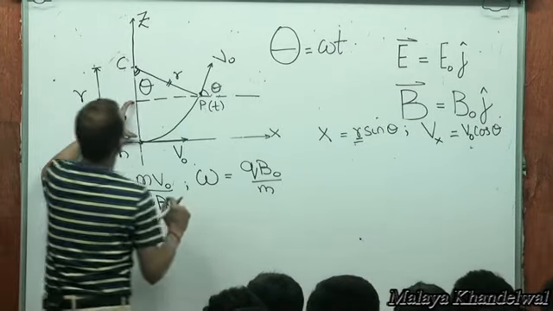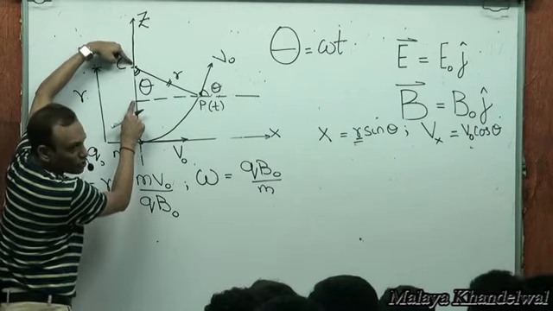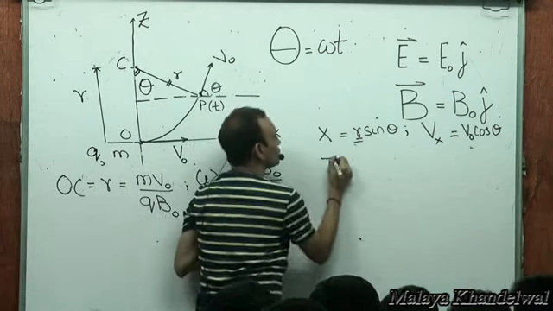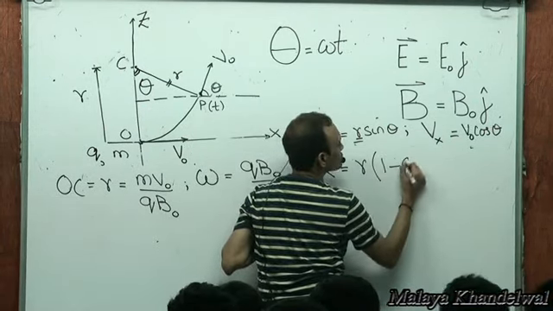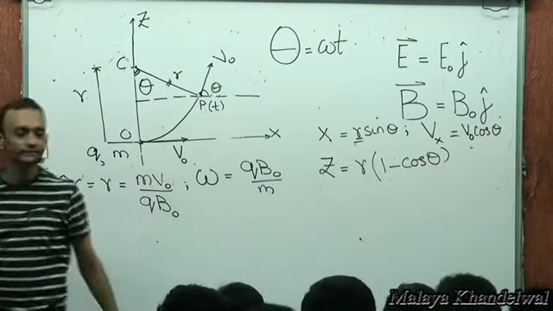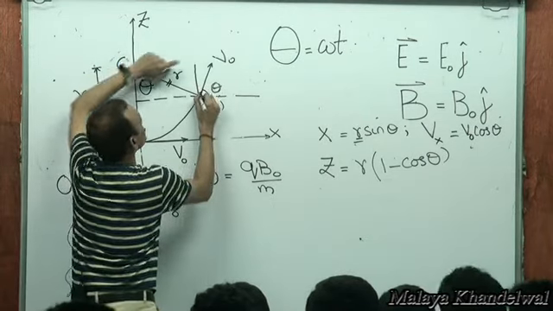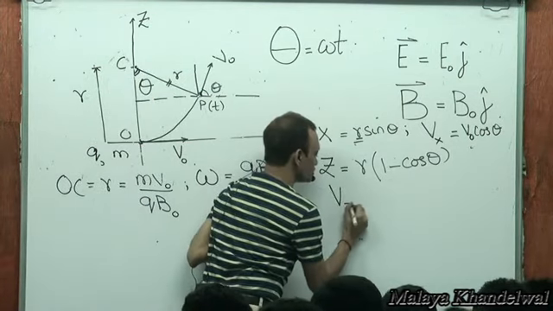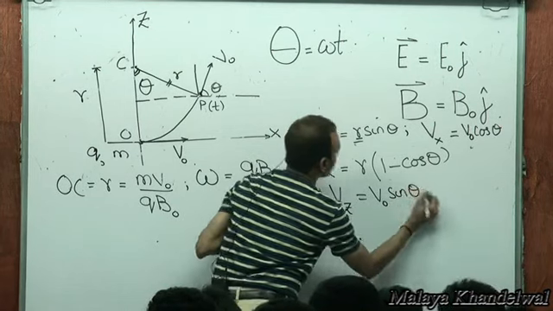Now, this would be the z coordinate of the particle, which is going to be r minus r cos theta. Yes or no? So the z coordinate of the particle t seconds later is going to be r minus r cos theta. Theta is omega t, r equal to mv0 by qB0. Z is known. The velocity in the z direction would be Vz, v0 sine theta. Theta, like I said, is going to be omega t.